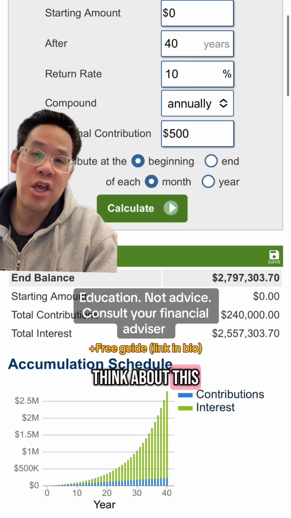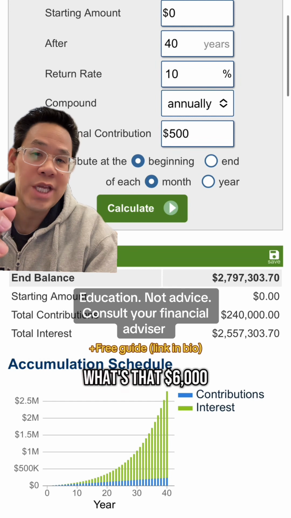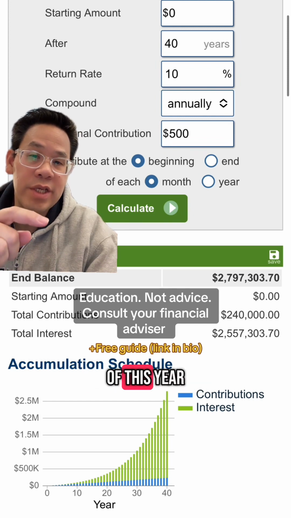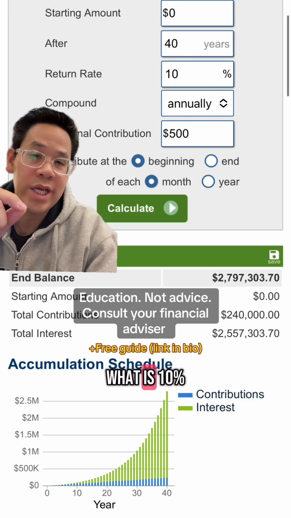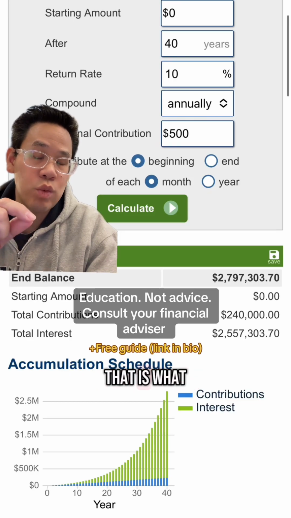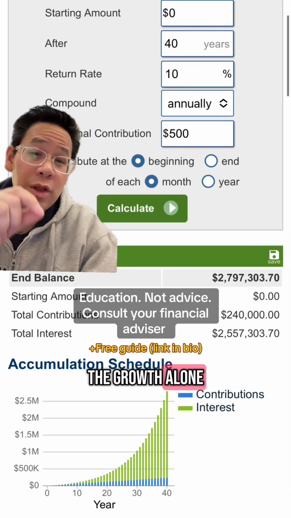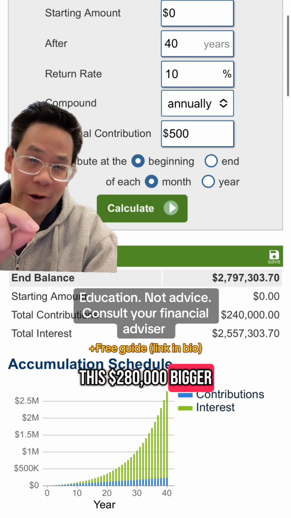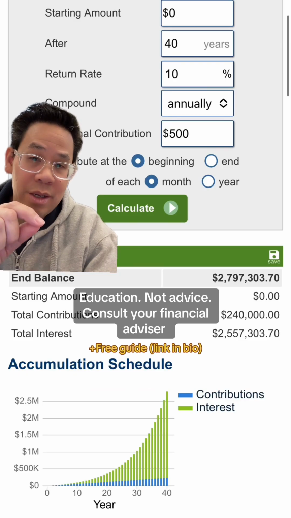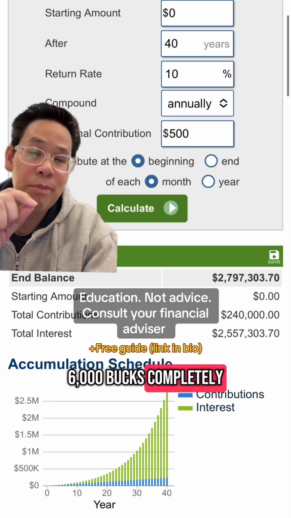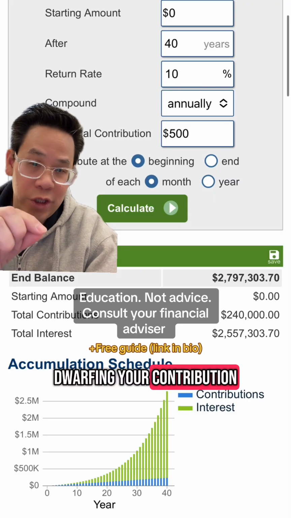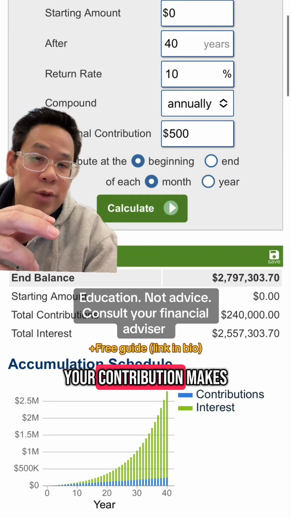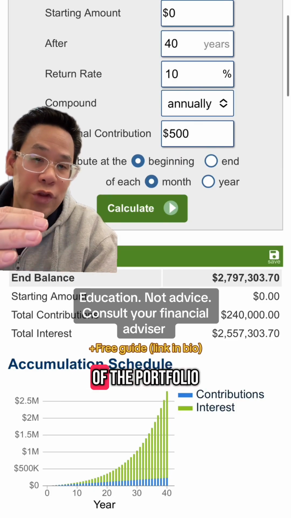Think about this. You're contributing $500 a month. What's that, $6,000 a year? The total balance at the end of this year is $2.8 million. What is 10% of that? Because that is what is going to grow next year. The growth alone in the next year will make this $280,000 bigger. What did you contribute again? $6,000. Completely dwarfing your contribution. As you can see in the chart below, virtually all green. Your contribution makes almost no difference to the growth of the portfolio.